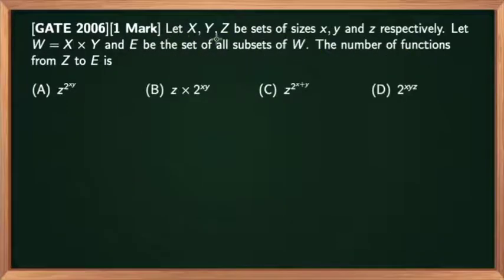Let x, y, z be the sets of sizes small x, small y, and small z. Let w be equal to x cross y, right?